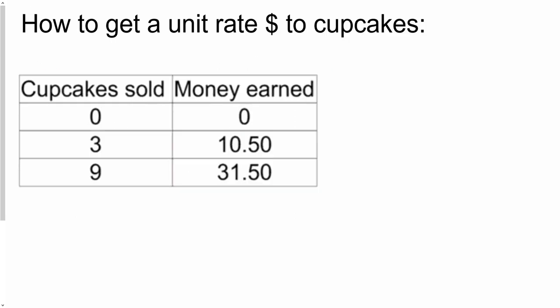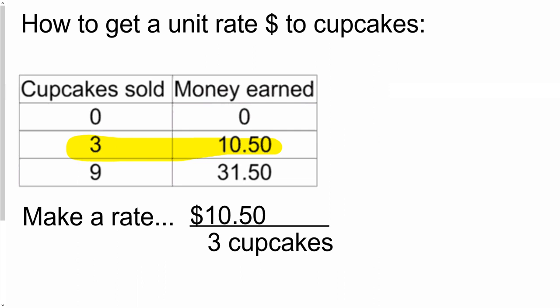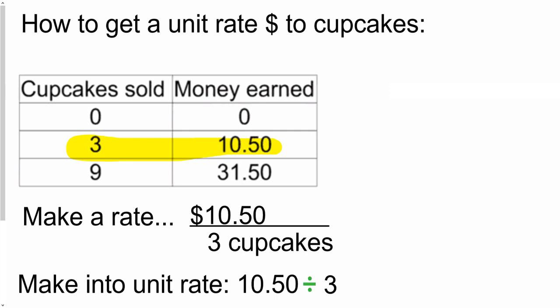Okay. Now, if we were looking at a table of information, it says how to get a unit rate of money to cupcakes. Well, it tells us it wants money on top and cupcakes on bottom, and we know we should stay away from the 0, 0. Same thing as if we were building a rate, and that's what we have to do, build a rate first. So let's just use the 10.50 and 3. They want money on top, so we'll put the 10.50 on top and put the 3 cupcakes on bottom. Again, you would take the top number, 10.50, and divide it by the bottom number, 3. And this is what you get on your calculator, 3.5.